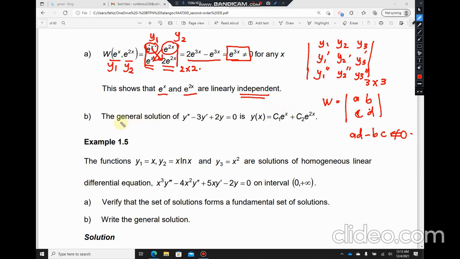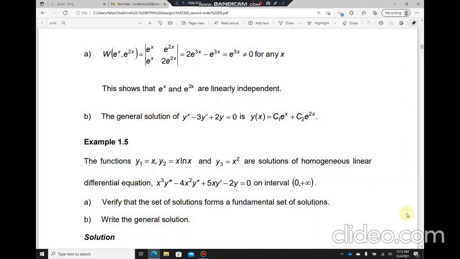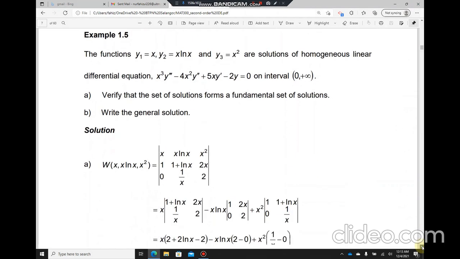So cara kita nak tulis general solution, berdasarkan definition dekat atas tu, general solution kita tulis dalam bentuk C1 y1 plus C2 y2. So it means that your ex is your y1, and then your e2x is y2. So this is how to write the general solution. Okay, so boleh faham cara nak tentukan sama ada dia linear independent or linear dependent.